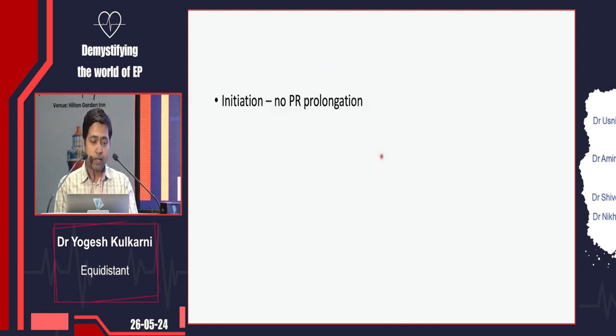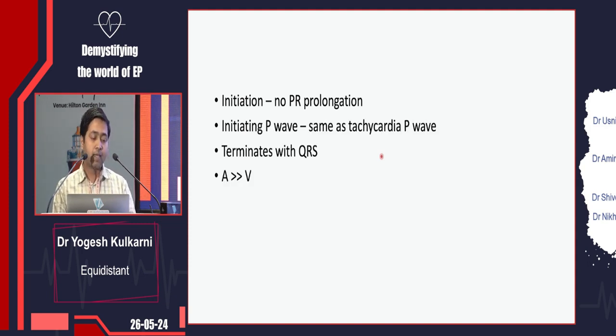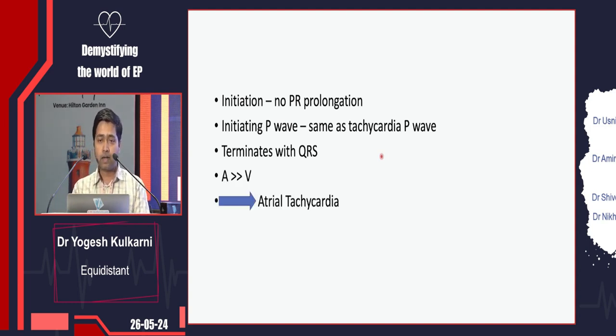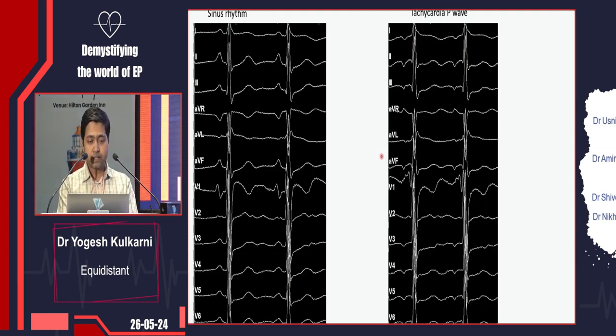So from this we get information that no PR prolongation is required for the tachycardia initiation. The initiating P wave is the same as the tachycardia P wave. The tachycardia is terminating with a QRS and A is more than V sometimes during the tachycardia. So from that we came to the conclusion that it is an atrial tachycardia and we went forward for the EP study and ablation. During the EP study, tachycardia was induced spontaneously.